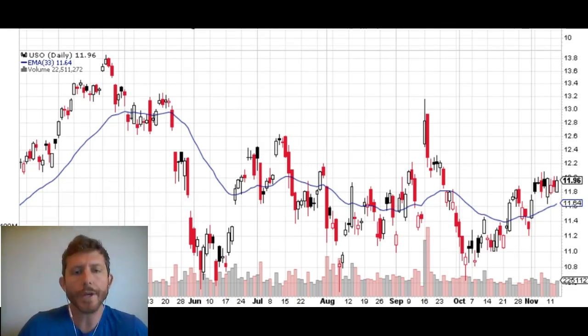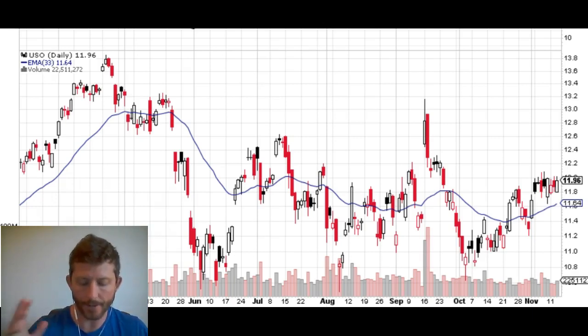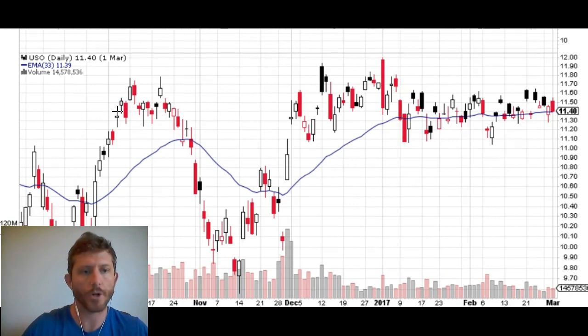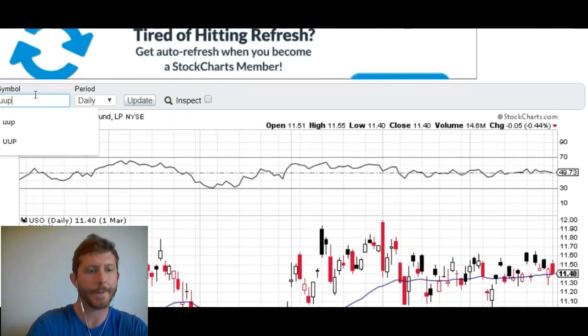And again, the goal here is not to look for exact mirrors, but just a very, very similar look. And we're getting that in oil and TLT and the S&P 500. So let's look at the dollar now. We're going to look at the dollar via UUP.